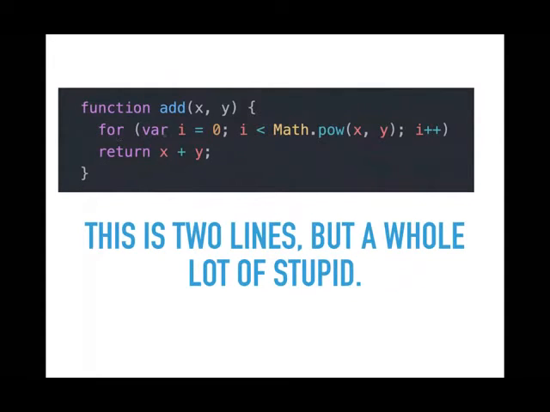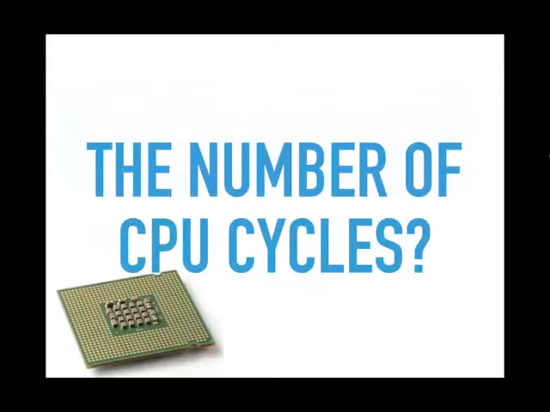What this does is it has a for loop, and it just counts up from 0 to x raised to the y power and does nothing. It just counts up and does nothing, and then it adds the two numbers. So this is like a really bad adding function. It just does a bunch of crap for no reason. And this is 2 lines, but it's extremely slow. So the fact that it's 2 lines doesn't mean anything. So that is clearly out.